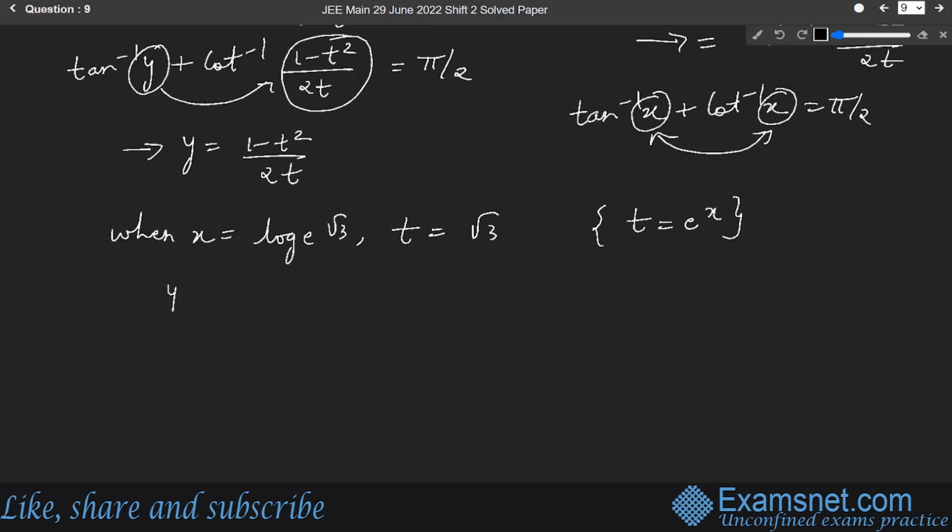Okay, we know that y is equal to 1 minus t square upon 2t. So let us put the value of t. It is 1 minus t square. What is root 3 square?